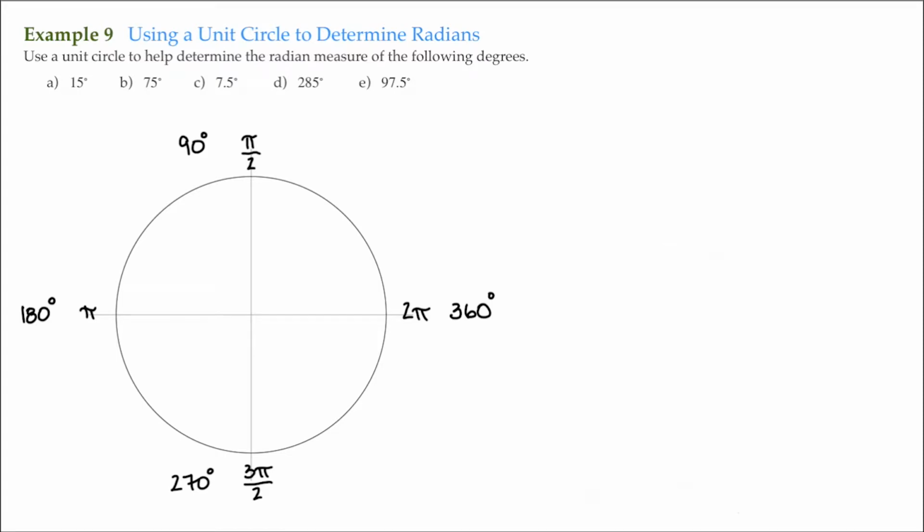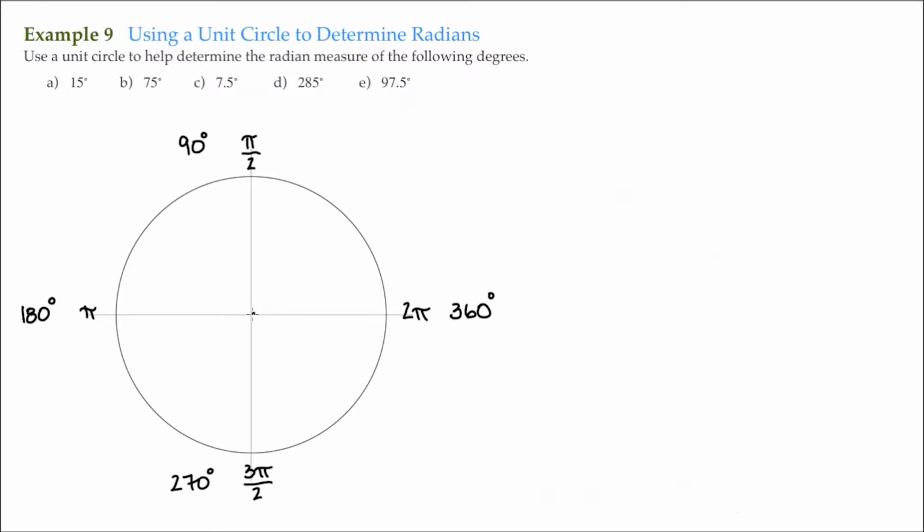So for this example, we are going to continue our understanding of degree and radian measures. This one says use a unit circle to help determine the radian measure of the following degrees. So I have a unit circle up here. I have it broken up into these quadrants here I've done in the previous examples here. But now it says for A here, it says 15 degrees. So we want to be able to change this degree measure into radian measure.